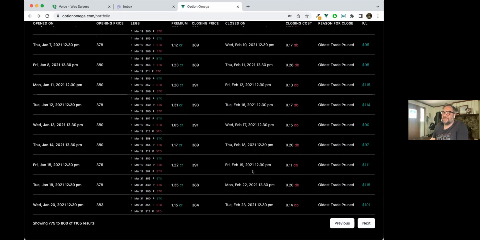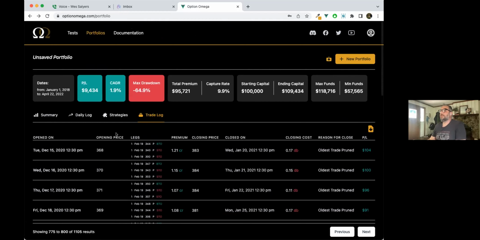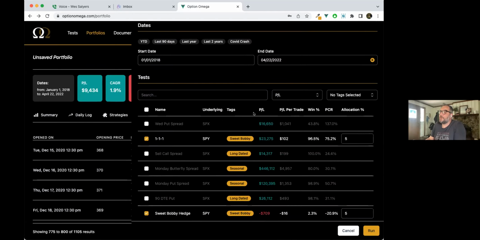So that's the premise of it. I think the portfolio feature is pretty cool. You can play around, add it together. You can export this to CSV to do some more testing and trimming, whatever you want to do with it. And then you can just keep adding more strategies to your portfolio.